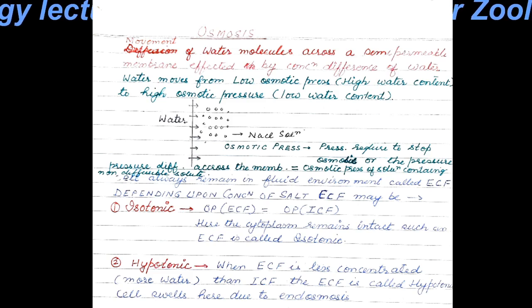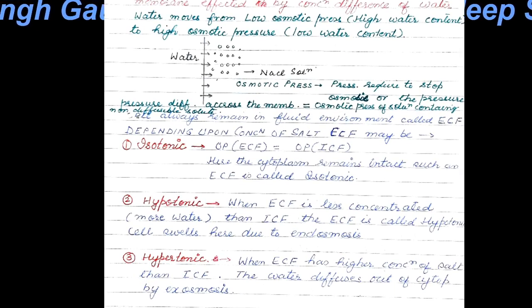One is isotonic. What is this isotonic solution? When the osmotic pressure of extracellular fluid is equal to osmotic pressure of intracellular fluid, such a solution is called isotonic solution. That means there is no net movement of water because solute concentration on both the sides, that is ECF and ICF, has a similar magnitude.